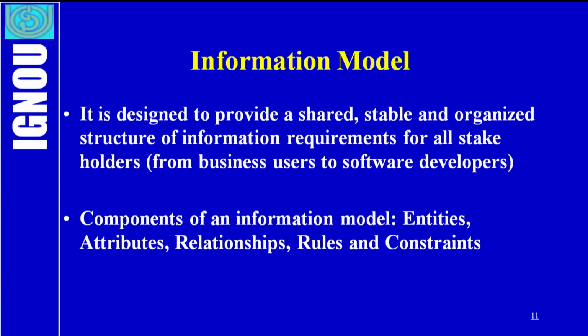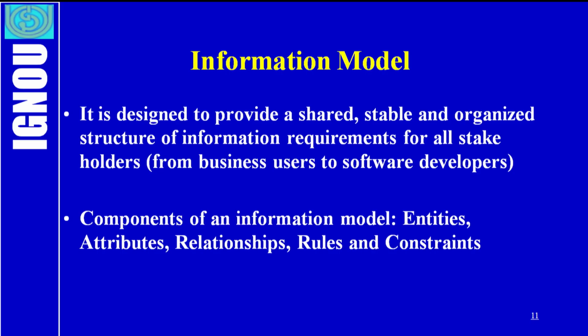It is designed to provide a shared, stable, and organized structure of information requirements for all stakeholders, from business users to software developers. The components of the information model are entities, attributes, relationships, rules, and constraints. So basically, what comes to your mind when you hear entities, attributes, relationships, rules, and constraints? ER diagram, entity relationship diagram.